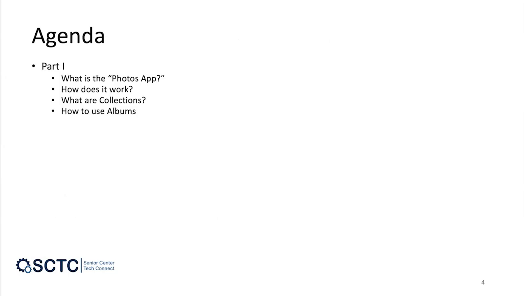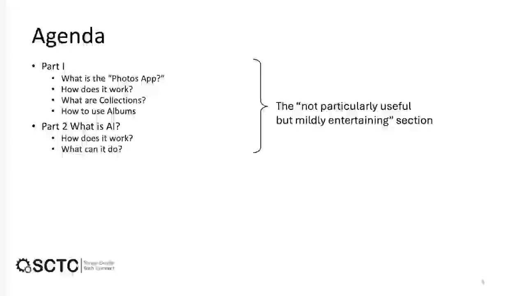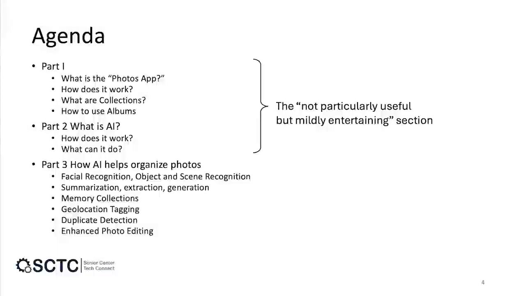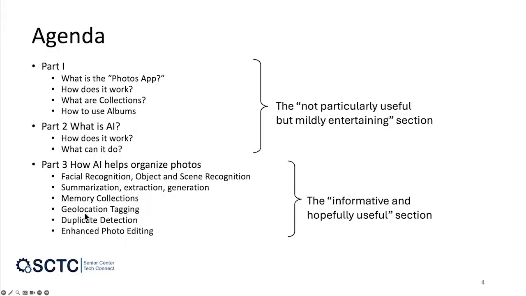The first part, we're going to talk about what the Photos app is. This may be hard to see for y'all. I've got a pretty high resolution, but I'll try to keep the bullets bigger. And how does it work, and what are collections and albums? And then we're going to talk about AI, and that part is what I call the not particularly useful but mildly entertaining section. So we're not going to have a test on that part. In fact, you can snooze through it if you want. But the second part, we're going to have a test on it, so you need to pay attention. That's the informative and hopefully useful section, and it's going to have kind of all of these features that you see here.